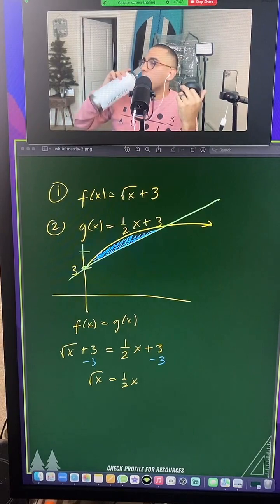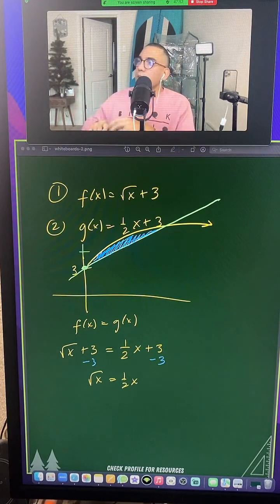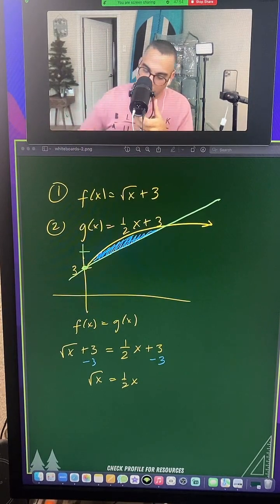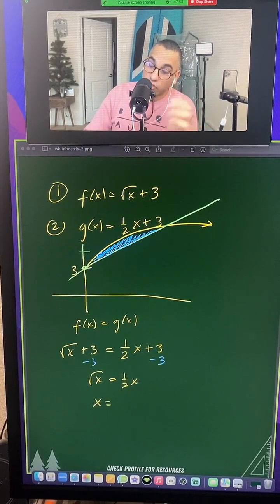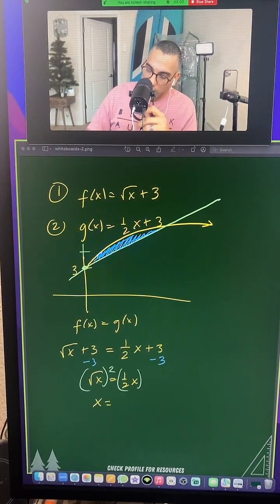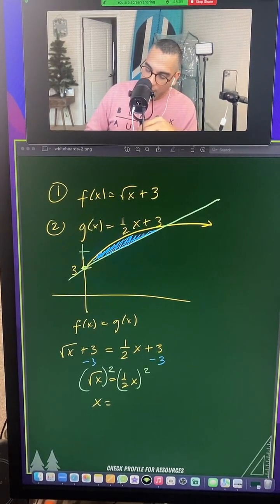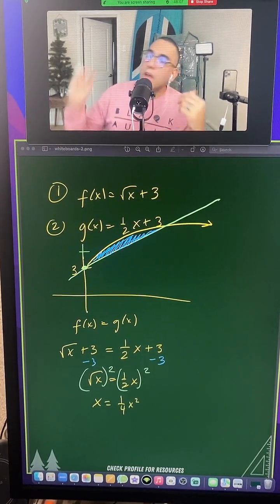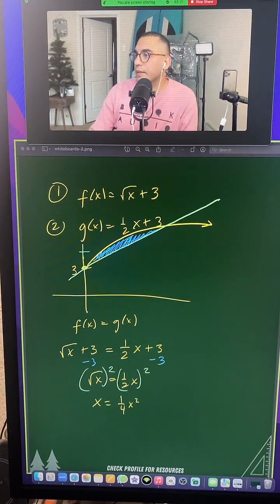Yes, someone said square root, square both sides. 100%. Let's go ahead and do that. So then we're going to have x is equal to, well, let's show how we're going to square. We're just going to square both sides. On the left side, the square root goes away. And on the right side, I have 1/4 x squared. Don't forget to square that 1/4. That's where things get tricky.